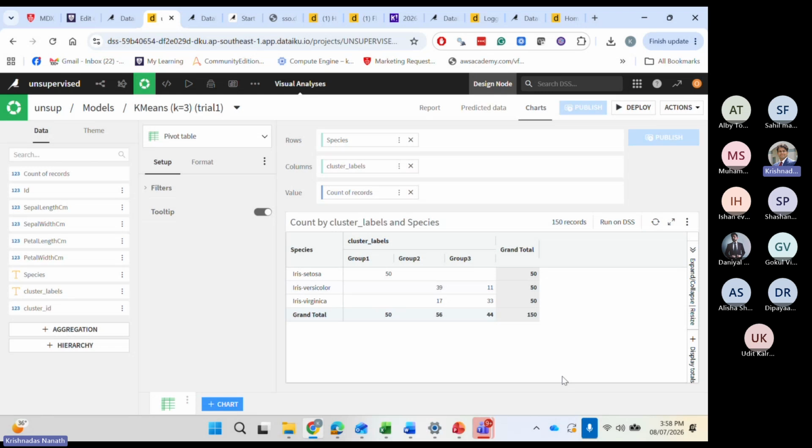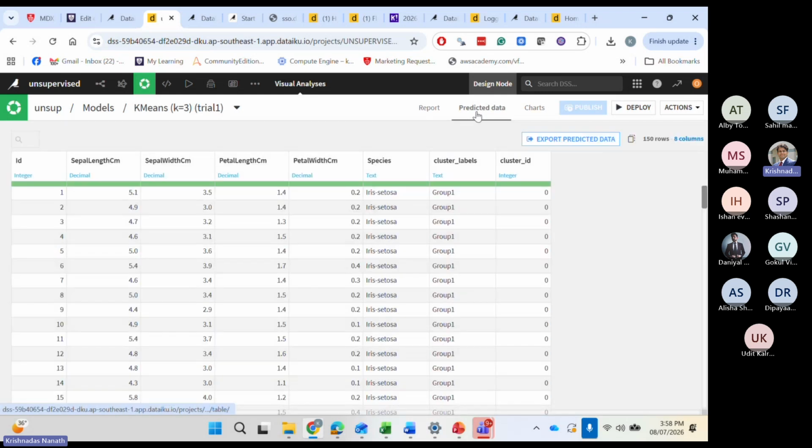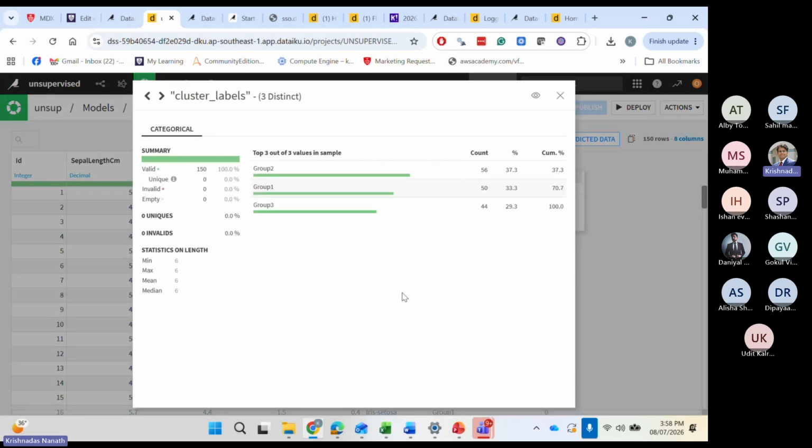So whatever data is there, you subject that to unsupervised learning, you get the groupings, make sure you know where to check the grouping. It's always in predicted data, and you can label those groups as group 1, group 2, group 3. In another case, you can say customer group 1, customer group 2, customer group 3. Label, see the output, and then go to charts, or you can even analyze it from here. So if I do cluster labels, analyze, you can see how many were in group 2, how many were in group 1, how many were in group 3.